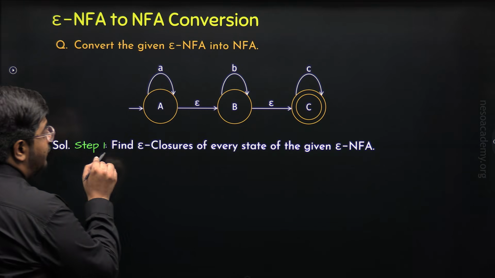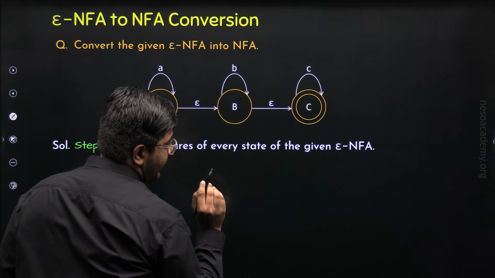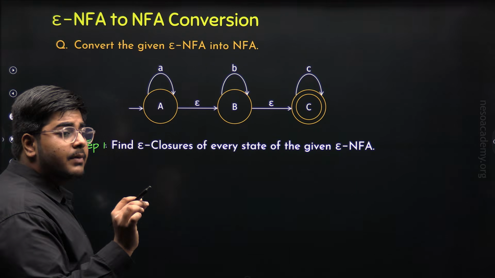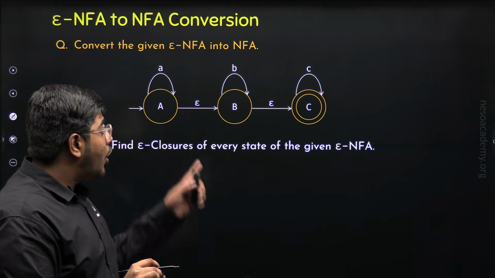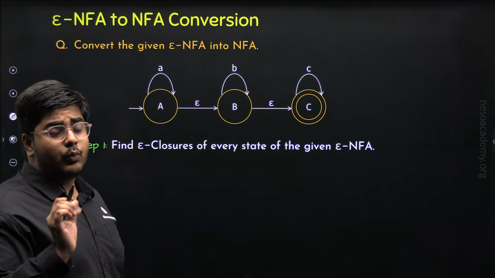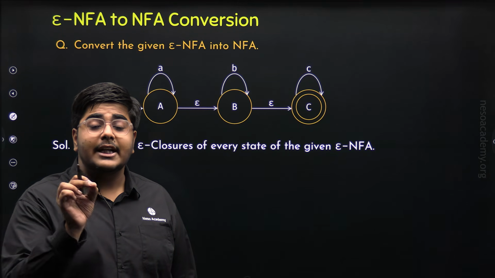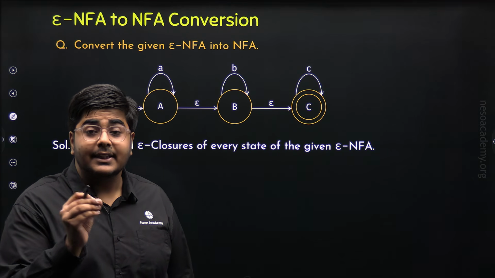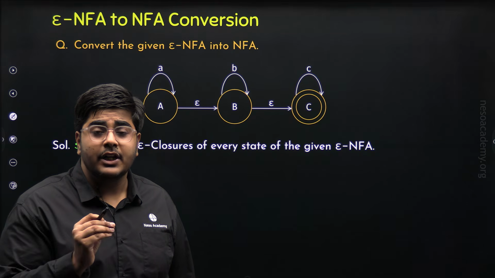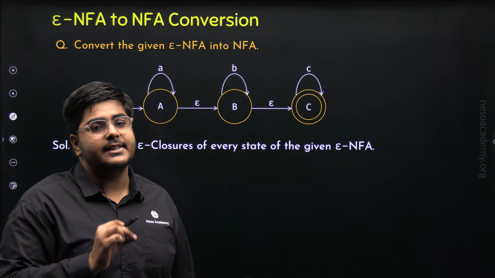Step number 1. Find epsilon closures of every state of the given epsilon NFA. So in the first step, we have to find the epsilon closures of all the states of this epsilon NFA. Now what is epsilon closure? I have explained that the epsilon closure of a state contains all the states that are reachable from that state using only epsilon transitions, including the state itself.